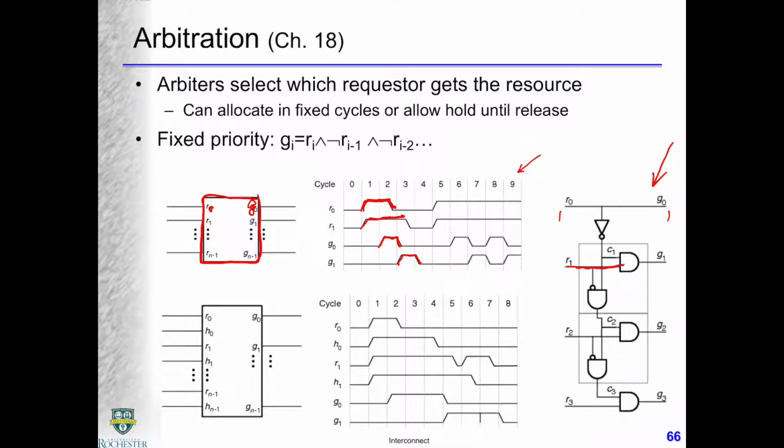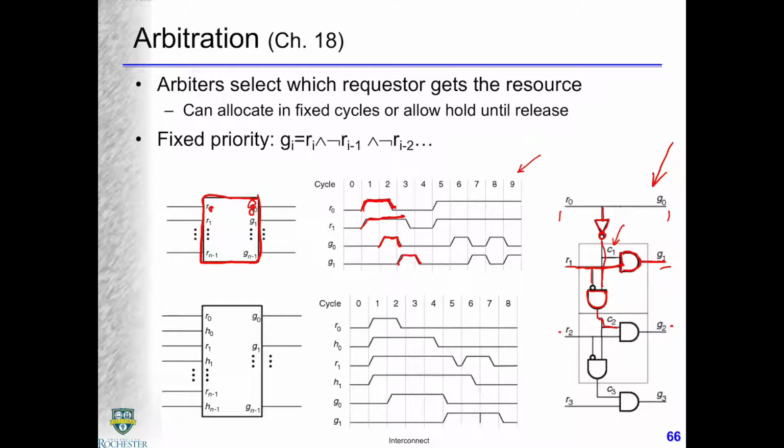R1 will drive G1 to be high, provided R0 is 0. So there's the inverter. If there is no request from that, then G1 is high. And if there's no request on this one or this one, then R2 can allow G2 to go on, and so on and so forth. So this is fixed, right, okay?